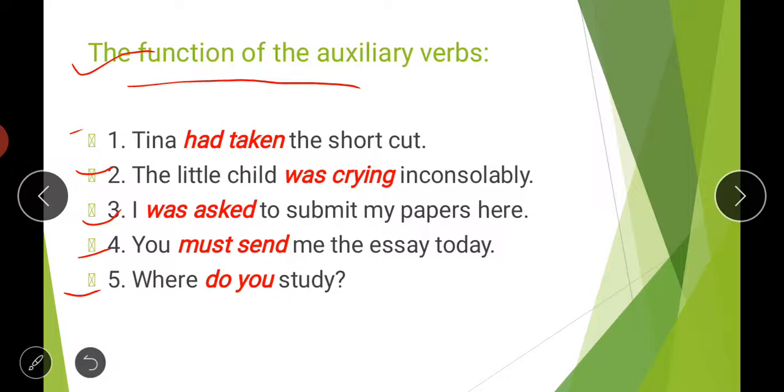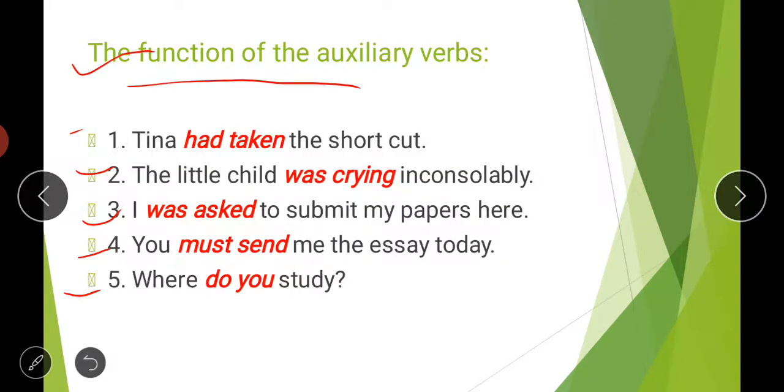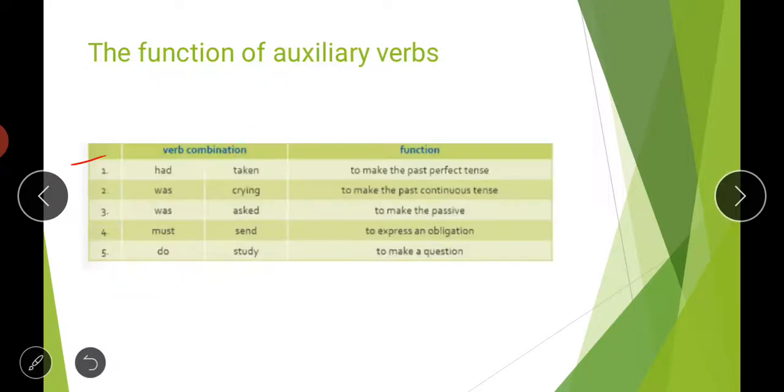So in all these sentences, the word combinations written in red color are called your auxiliary verbs or the helping verbs. So what are the functions of these words? Let us discuss that. For the function of auxiliary verbs, look at this table. Verb combinations: in the first sentence, had taken is given. So we talk about had taken now. Had taken is used to make the past perfect tense.